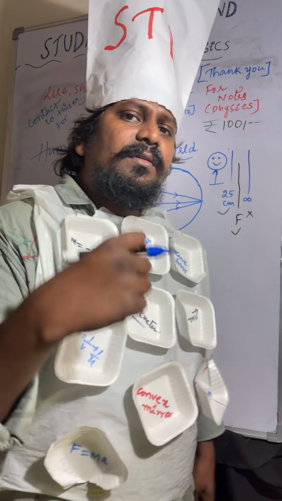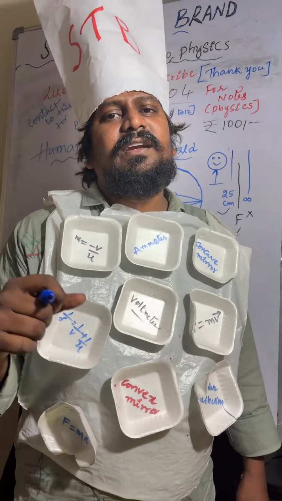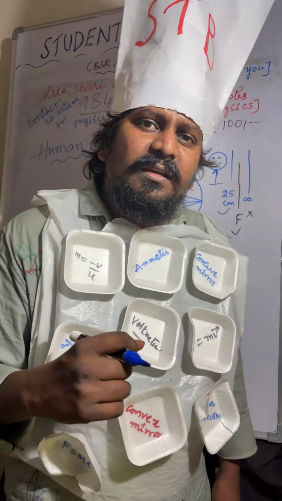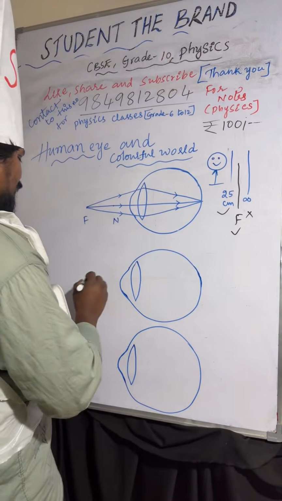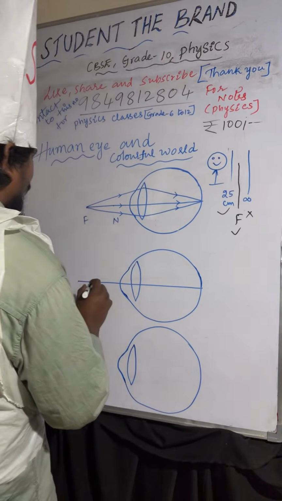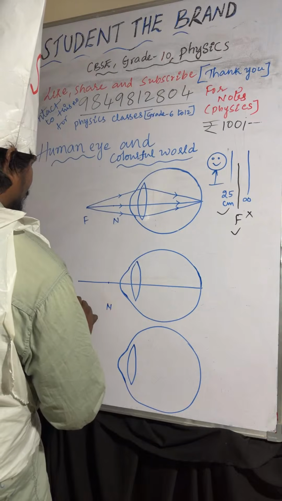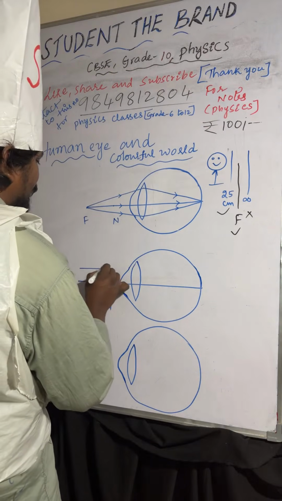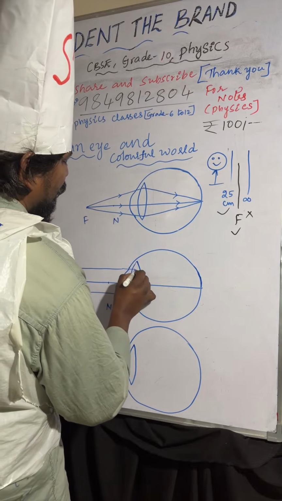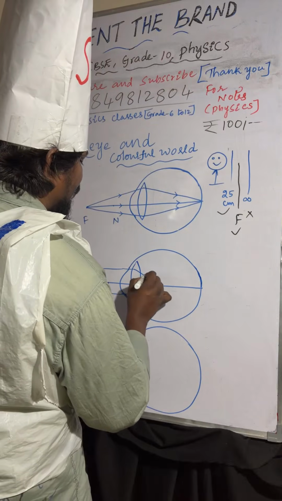So now I am drawing. Now I am taking the light rays from infinity. Check here. So I am taking light rays from this point. Here this is the normal point and this is F. Light rays are coming from like this. After refraction, those light rays are meeting in front of the retina.